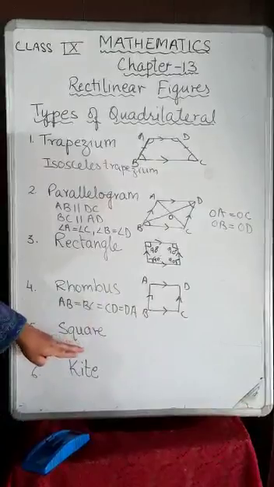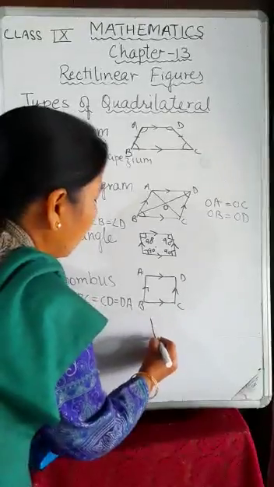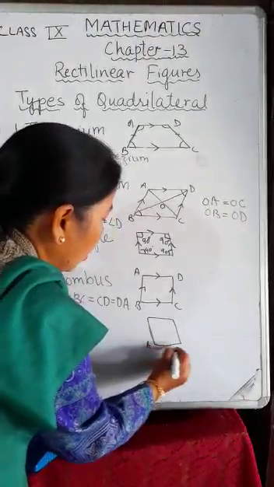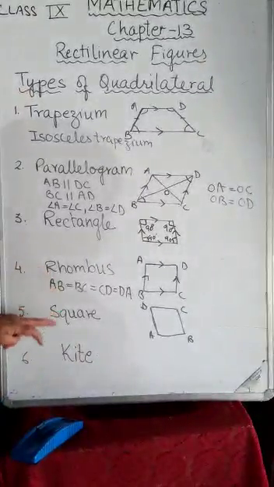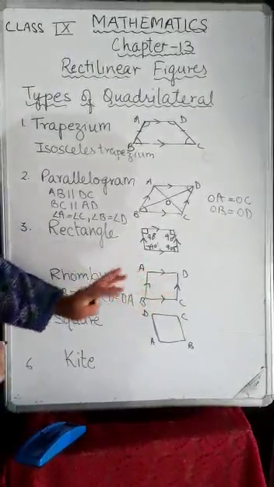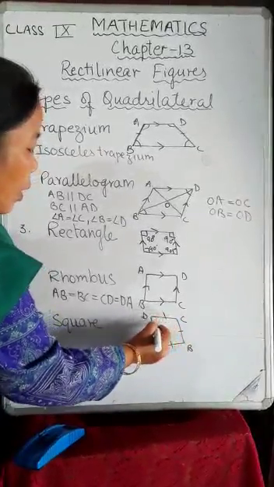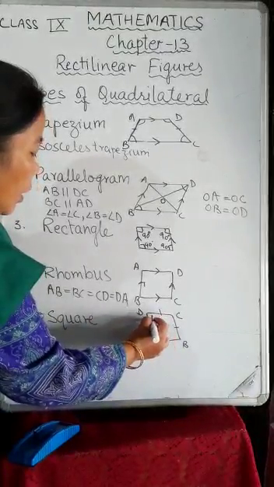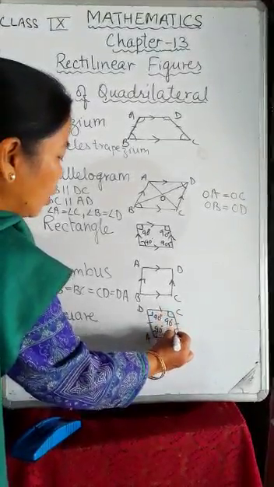Now the fifth kind of quadrilateral is square. The square is a figure in which all four sides are equal to each other. This is the same as a rhombus, but the difference between a rhombus and a square is that in a rhombus it's not necessary that all four angles are 90 degrees, but in a square all four sides are equal, opposite sides are parallel to each other, and each angle is 90 degrees. And other properties of this square are the same as the properties of a parallelogram.